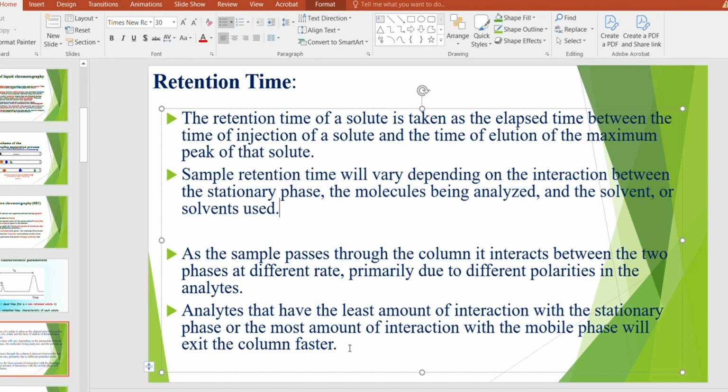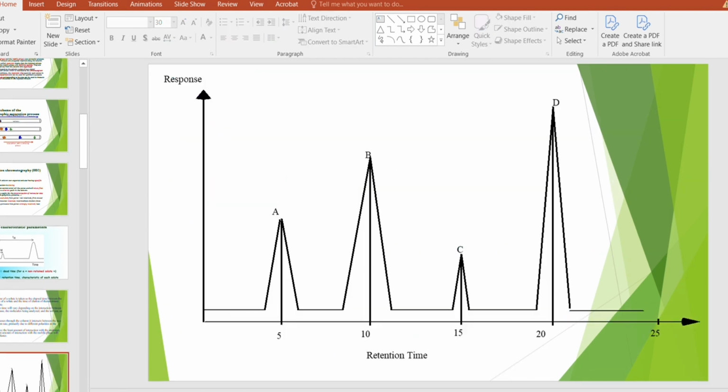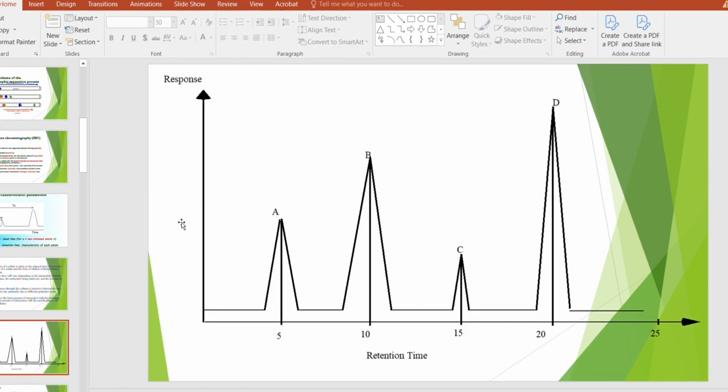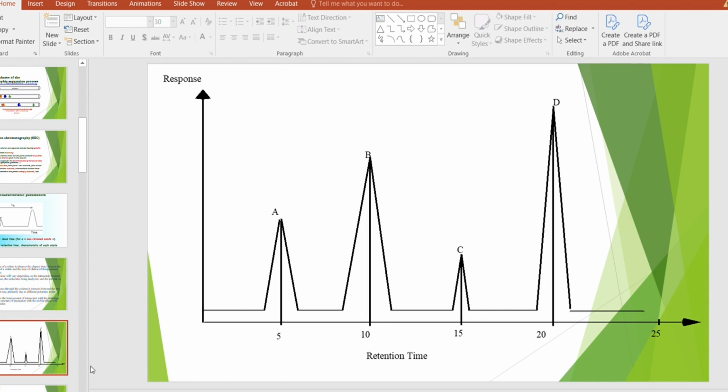Now this is my response from the detector, and these are different detection times. This is eluting first, then second, third, fourth, and this is my sharper peak with higher area. This is also a higher area, and these are the least areas.